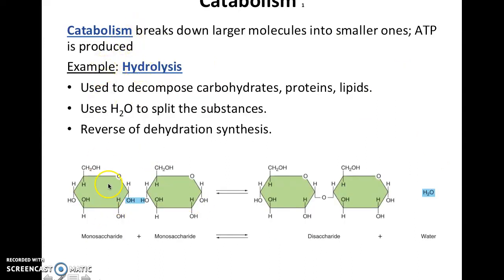This is catabolism. In catabolism, you use the process of hydrolysis. Hydrolysis is using water to break down other molecules. It's used to decompose carbohydrates, proteins, and lipids. It splits substances, and it's the reverse of dehydration synthesis. So here you've got dehydration synthesis where you make water, and then you go in the opposite direction, and that is catabolism. You've got a larger sugar molecule here, you add water to it, and you break it down.